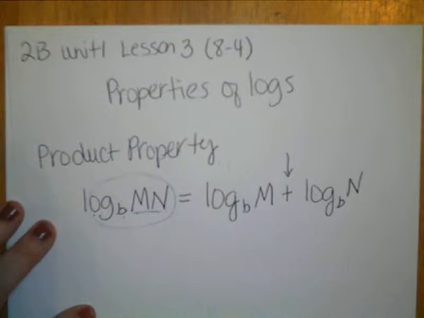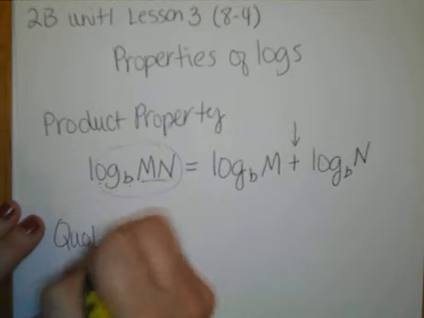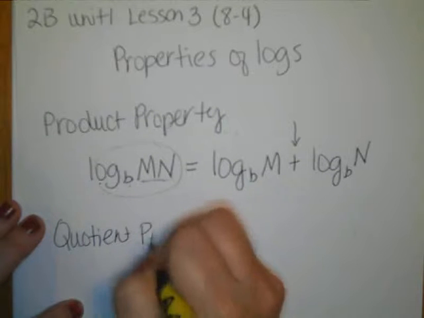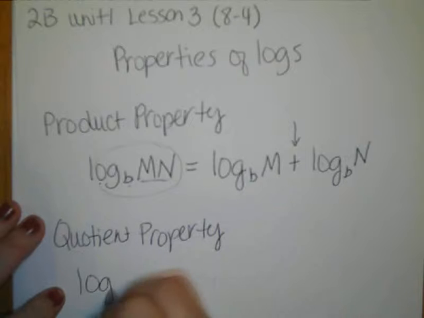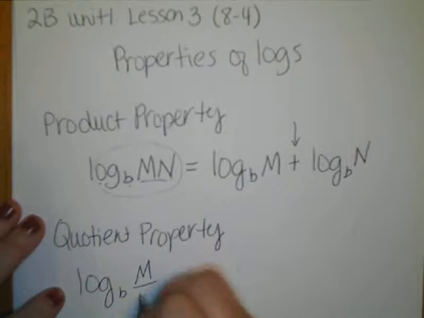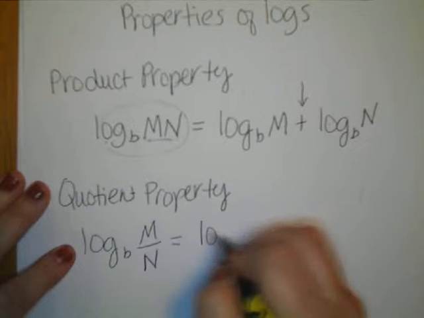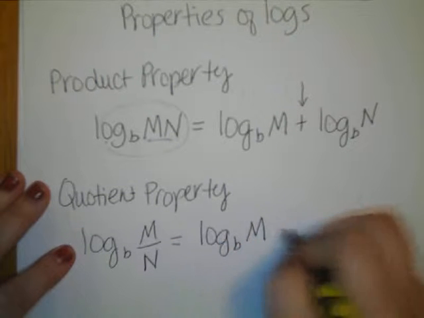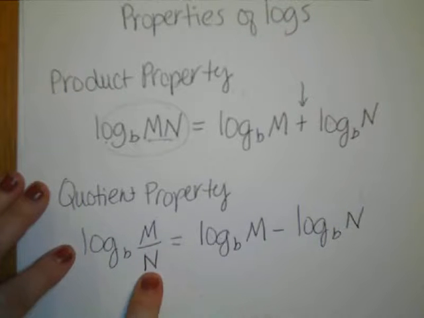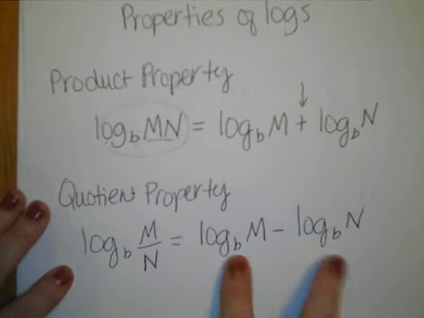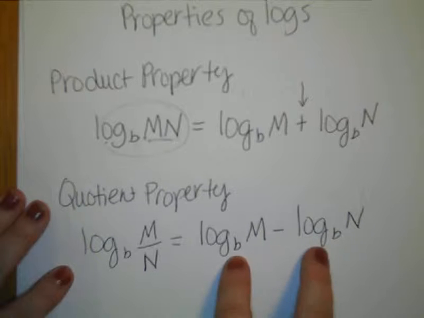I just separated them. If I have the quotient rule, quotient property of logs, if I have one single log where two things are being divided, I can turn it into two separate logs, and they are then being subtracted. So I went from one single log where they're being divided to two separate logs where they're being subtracted. Again, I use the same base as I had before.